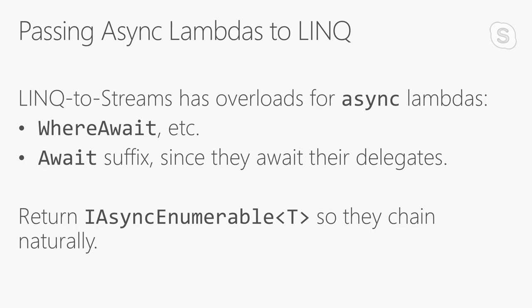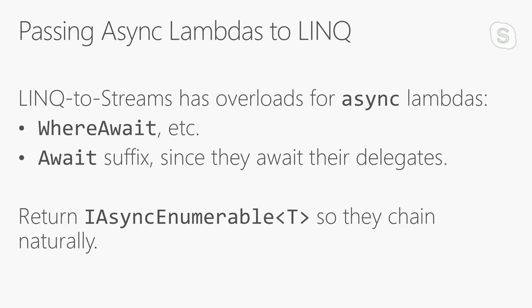Now, right now, the naming is very subject to change because this is in preview. But right now, any method that takes an asynchronous lambda has an Await suffix. And I think that they did this because the idea is that these methods await the delegates that you pass to them. So the method name is quite odd for most coding conventions. It's called WhereAwait, the version of Where that takes an asynchronous lambda. And these also return an async enumerable, so they can chain with other LINQ methods very naturally. So the methods that end in Await are the ones that take asynchronous lambdas.